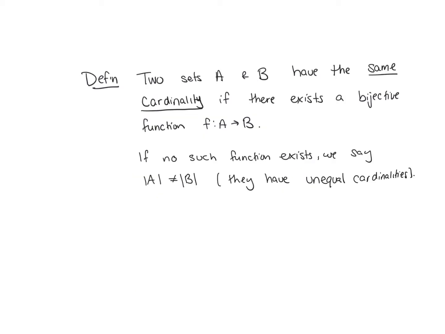Okay, so this is my formal definition here. We say two sets, A and B, have the same cardinality if there's a bijective function f from A to B. So it has to be bijective. That's the big important thing here. And if it is impossible to find a bijection between those two sets, we say that their cardinalities are not equal. Right? So we have unequal cardinalities if there's no such bijective function. So either there is a bijection, in which case they have the same cardinality, or it is impossible to have a bijection, in which case they don't have the same cardinality. So let's go ahead and look at some examples of that.